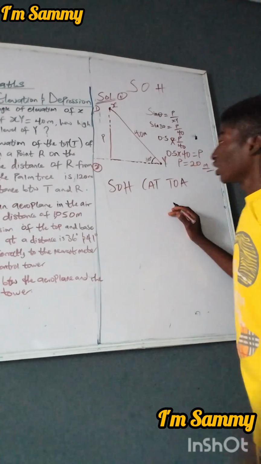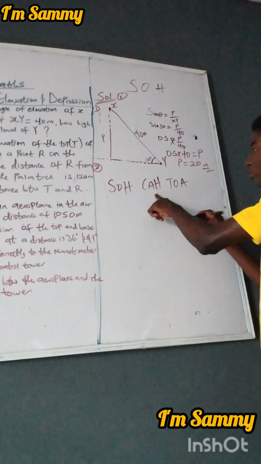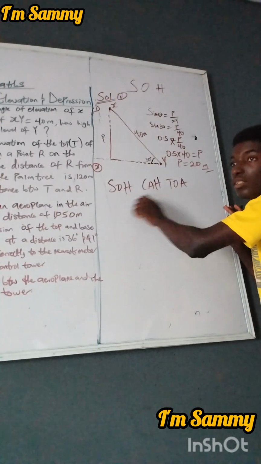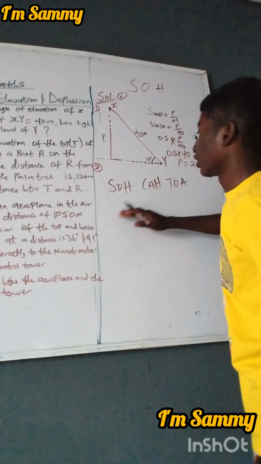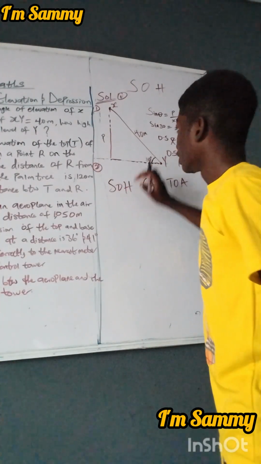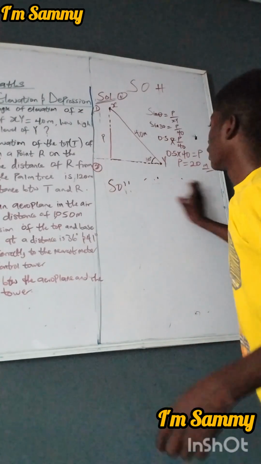So this is SOHCAHTOA. Opposite over hypotenuse, adjacent over hypotenuse, then opposite over adjacent. So this is the SOHCAHTOA formula that we have. The two that we need are opposite and hypotenuse. So that is why we use sine here.